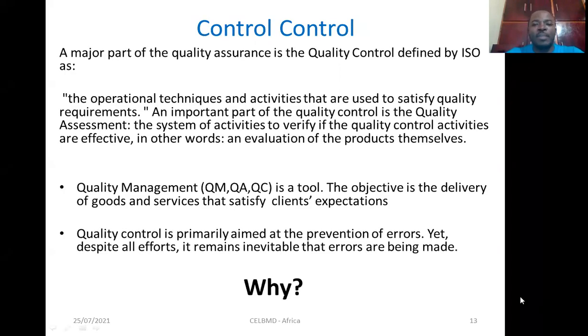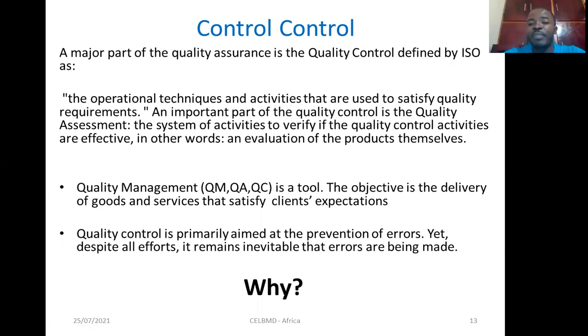And finally, the third dimension, quality control. ISO defines quality control as the techniques that are used to satisfy quality requirements, period. It means quality management can loosely encompass the quality management definition, quality assurance definition, and the quality control definition. And these three are simply a tool which is used to deliver goods and services that satisfy clients' expectations.